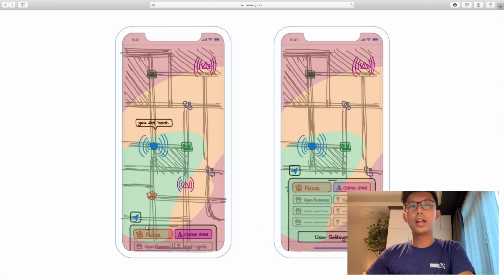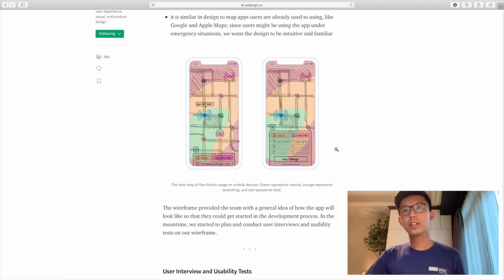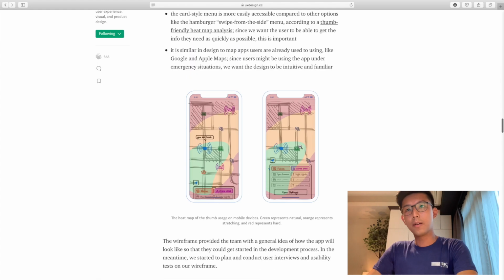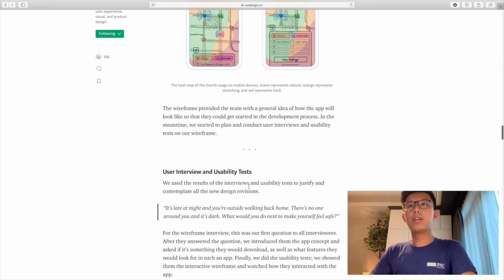On this app we had a card that you can pull up, and we purposely included a part of the card within the green area so that they can easily access it. That's an example of really thinking about the user and how they would use the app when doing design. So that's the wireframe stage.